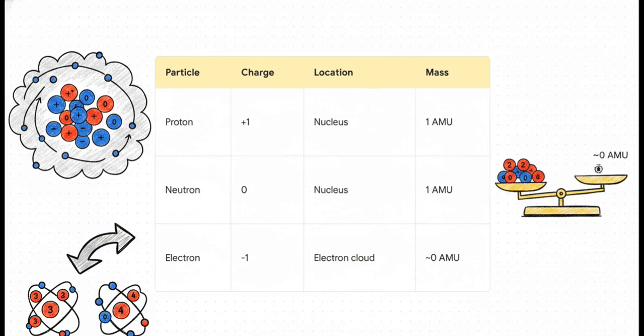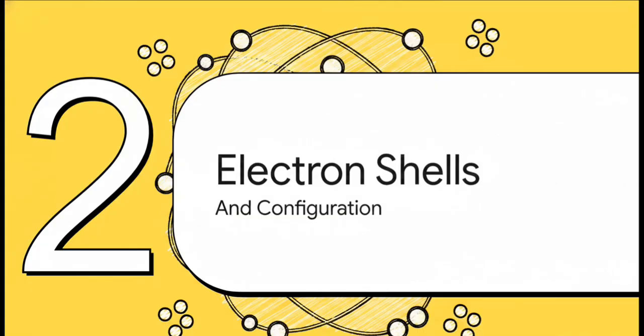Oh, and here's the golden rule to remember. Protons dictate the element's identity. If you change the proton count, well, you've got a totally different element. Moving on to Section 2, electron configuration and shells.